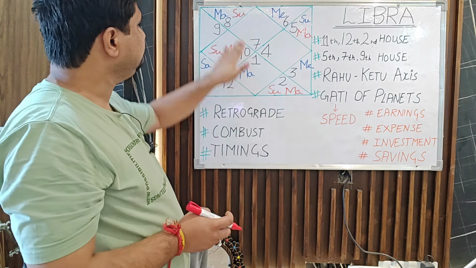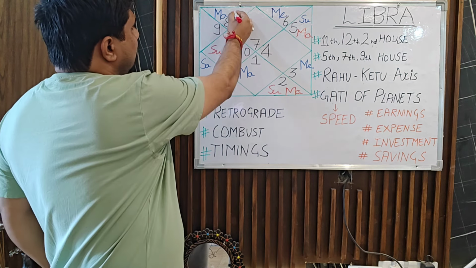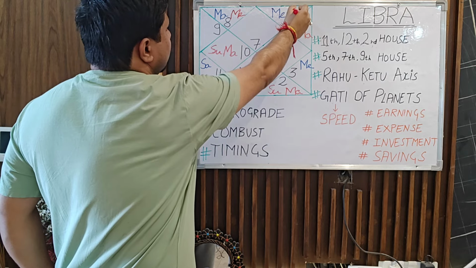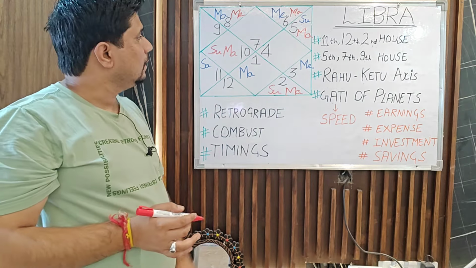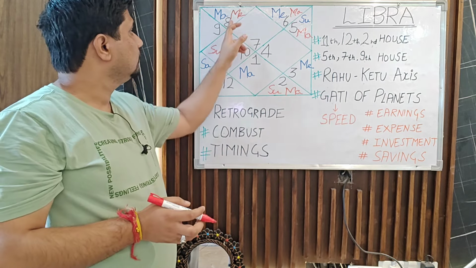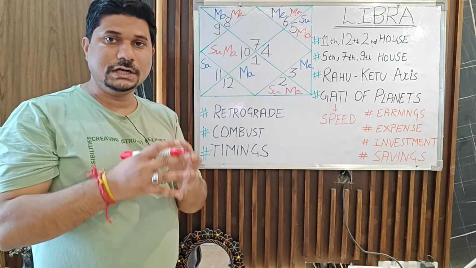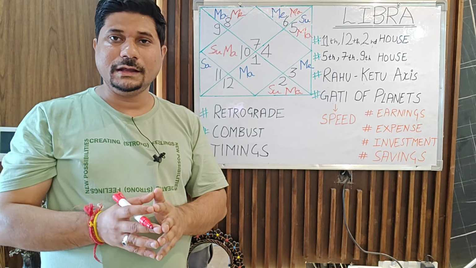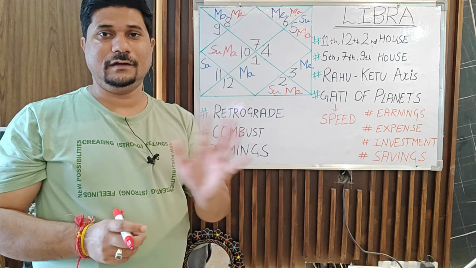Now, suppose Mars is posited with Mercury, or suppose this Mercury is posited with Mars. Now here what is happening? Expense Lord is forming a connection with the savings Lord. So whenever the expense and savings Lord are conjunct with one another, it clearly shows your chart is not permitting you to save a huge amount of money. So it means it's not a savings oriented chart.